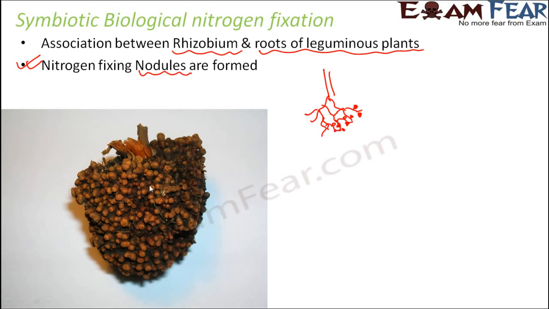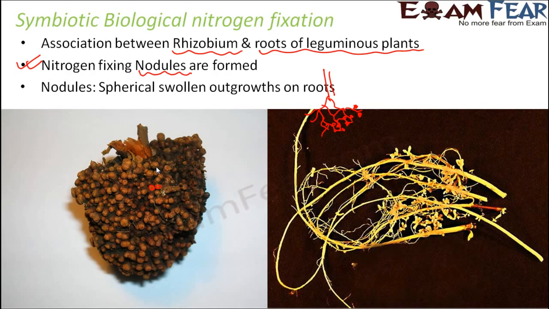Here you can see the swollen structures like this. So these structures are nodules. These nodules are spherical, swollen outgrowths on roots. And how they are formed, that we will discuss very soon. This is also a picture which actually shows the presence of nodules.